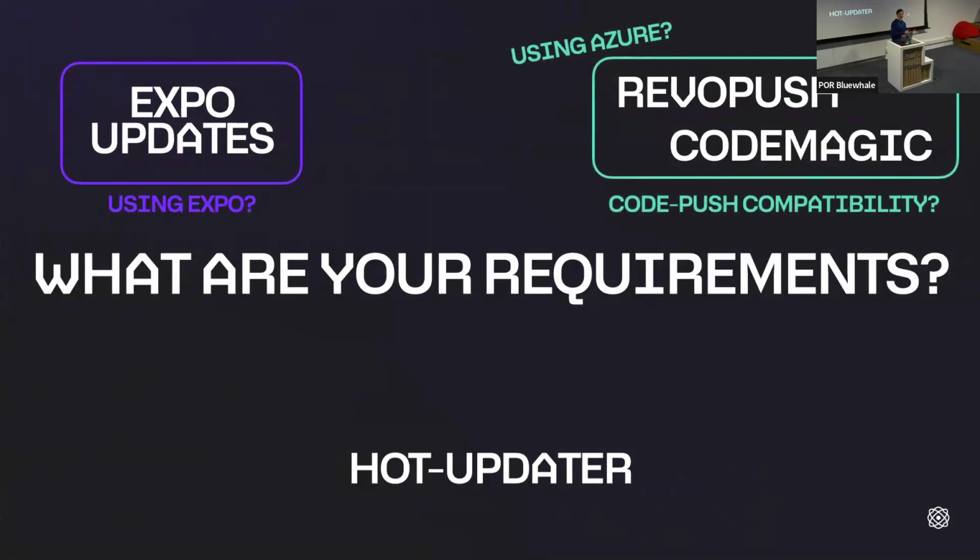But maybe you have a long-running app that was using CodePush, and you just want the least effort to migrate. There are services like Revopush and CodeMagic, which, as far as my knowledge goes, took CodePush, the deprecated open source library, forked it, added support for the new architecture, and host a server for you, and then you pay the price, right? So it's perfectly fine as well if that's the requirement you're going for. Or maybe you're using Azure, because CodePush, we know, was very much tied to Azure. So if that is your requirement, that is fine as well.